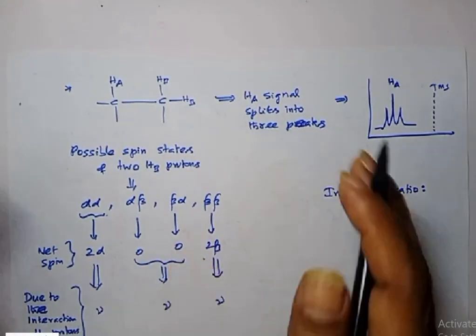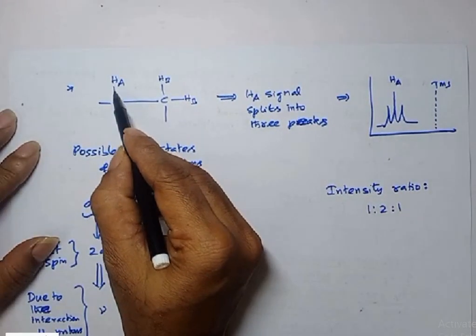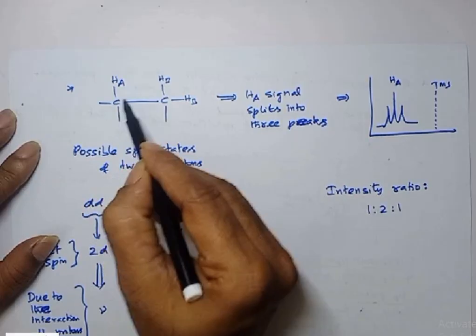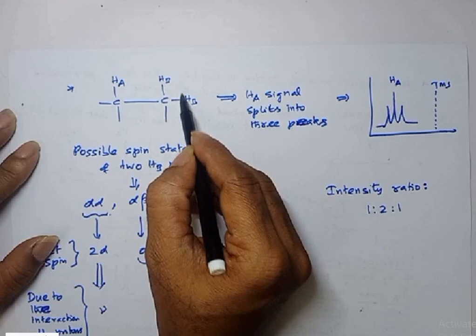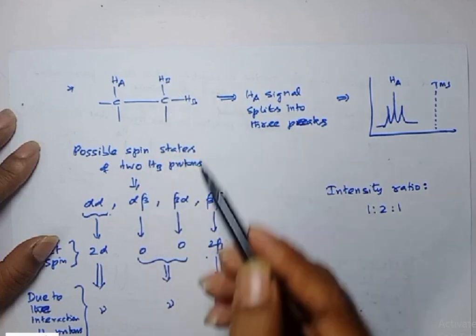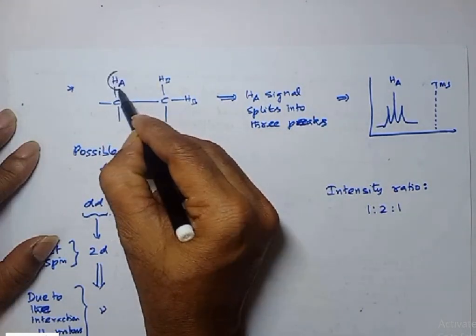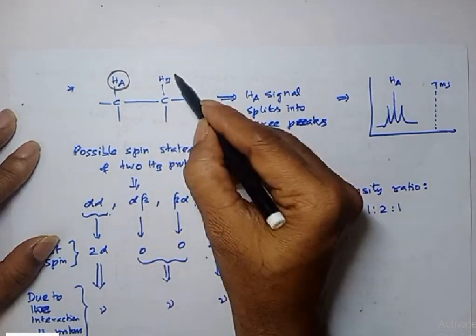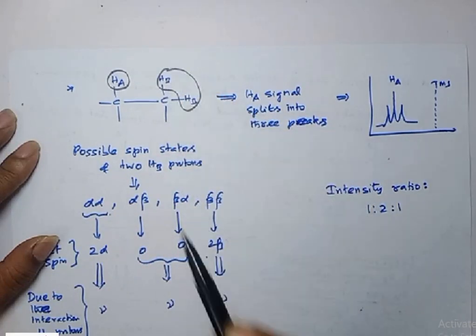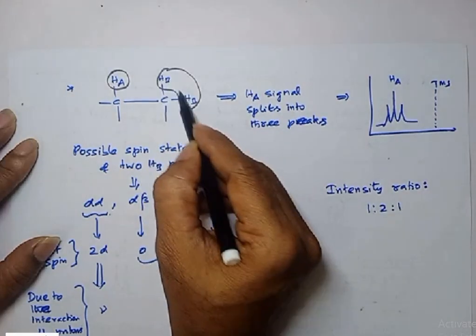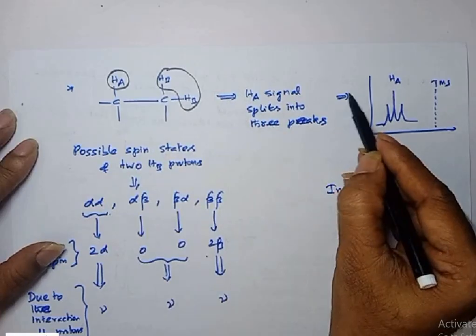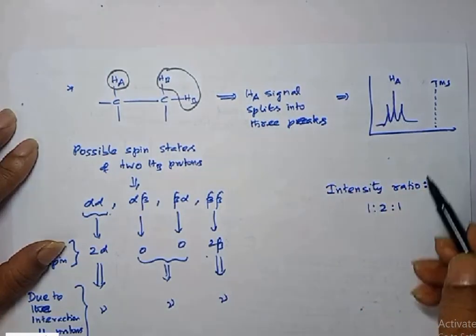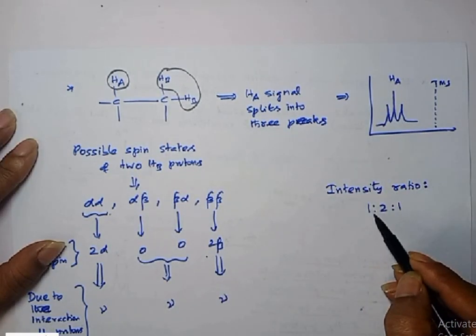Okay, we'll discuss everything. Now, we have other possibilities also, right? Suppose I have the HA proton attached to one carbon. If the adjacent carbon has two equivalent protons HB, now what will happen? The signal of HA is split by these two protons into a triplet, and the intensity ratio is 1:2:1.